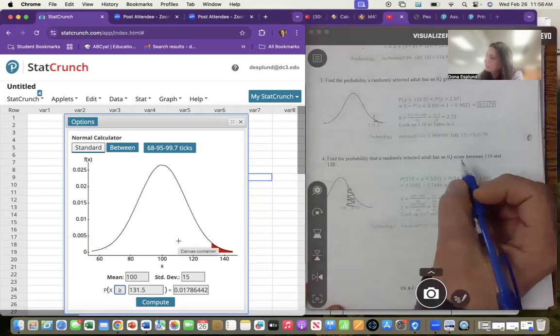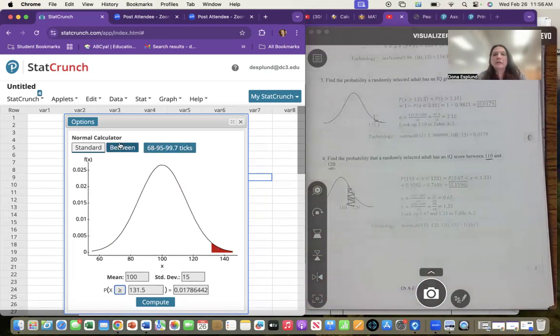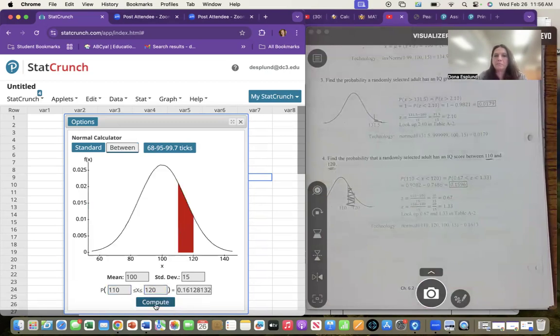All right. We also can find probabilities that are between. So it says find the probability between 110 and 120. In this case, I'm going to click on the button on my StatCrunch calculator of between, and then I can put my lower value. My lower value is going to be 110. Whoops, not 111, 110. And my upper range is going to be 120. And then I'm going to ask it to compute. Notice, since I have a mean of 100, it's on the right of that, and it's going to be a probability of 0.1613.